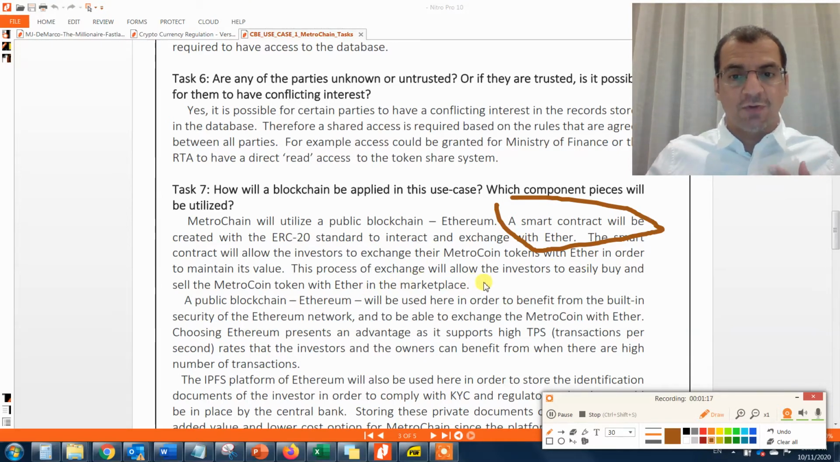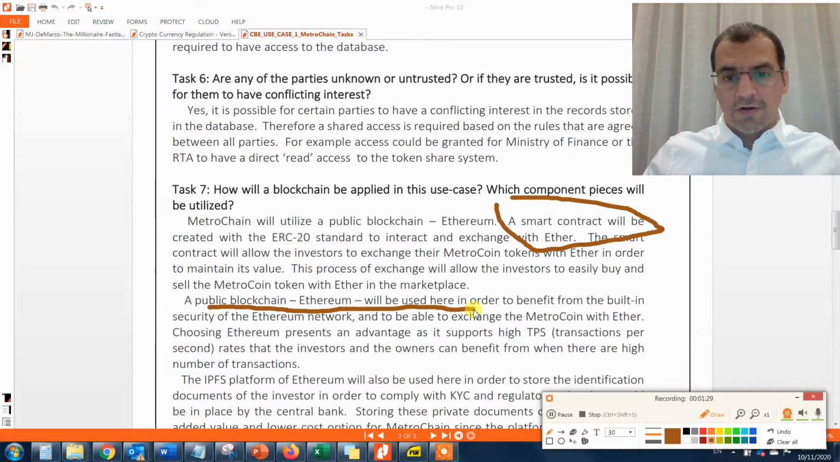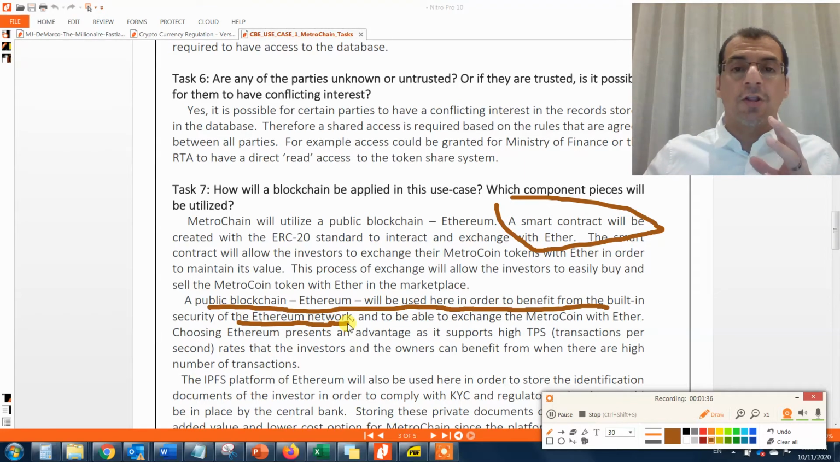This process of exchange will allow the investors to easily buy and sell the MetroCoin tokens with Ether in the marketplace. Okay? A public blockchain, Ethereum, will be used here in order to benefit from the built-in security of the Ethereum network. Now remember, Ethereum is the second largest blockchain network in the world after Bitcoin, and due to its popularity and resiliency, it proved to be very secure and robust to be able to handle multiple applications or decentralized applications on its network.